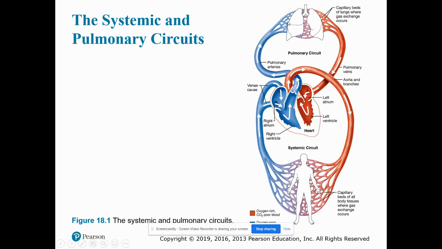So we have the pulmonary arteries bring the blood to the lungs. It's going to drop off the CO2, pick up the O2, bring back this oxygen-rich blood via the pulmonary veins. Going to come into the left atrium, get pumped into the left ventricle, and then from the left ventricle out the aorta, and then to the rest of the body.